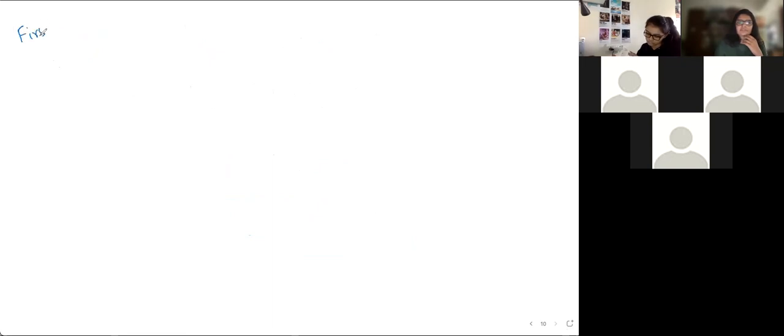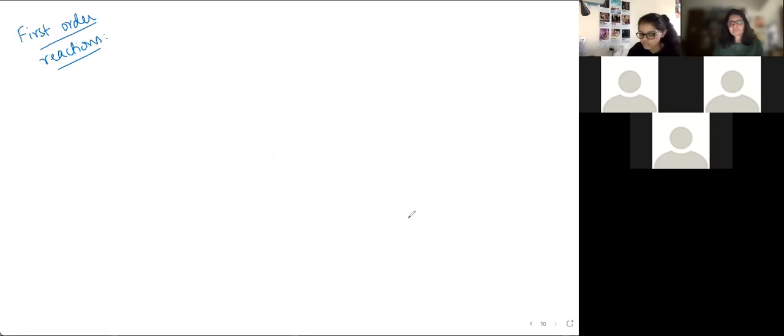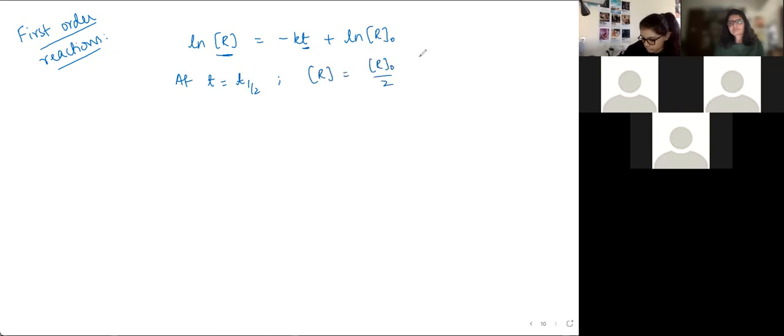So T half for first order. Ma'am, so here we'll use either t is equal to 0 or t is equal to a specific time, t equal to T half, because we are talking about half-life. So this is the original main equation: ln R equals minus kt plus ln R0. Here t is a variable. So at t equal to T half, concentration becomes half of the original.